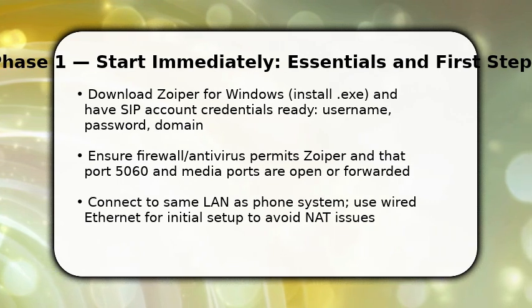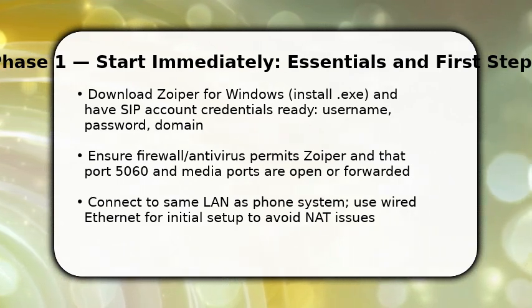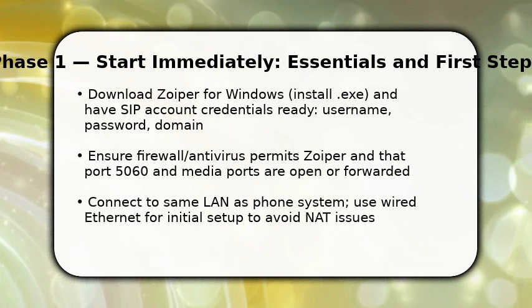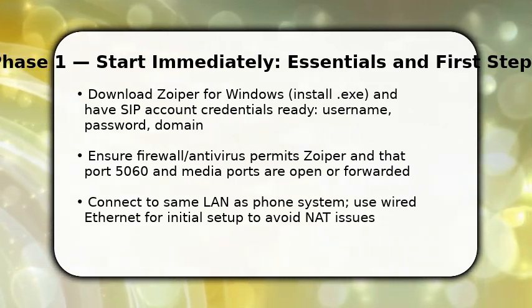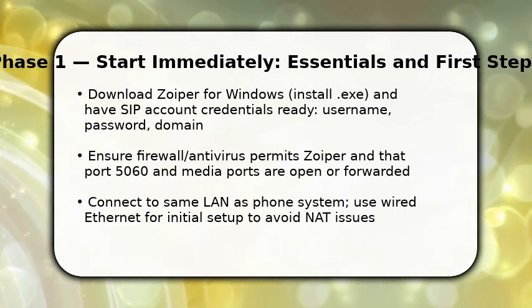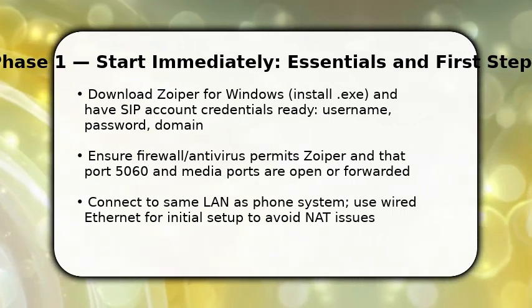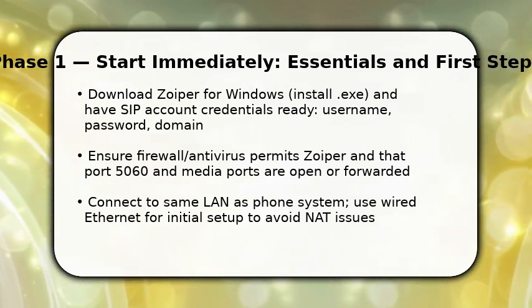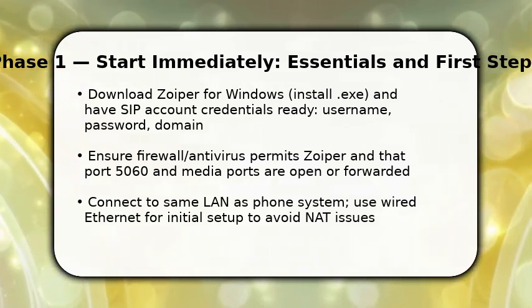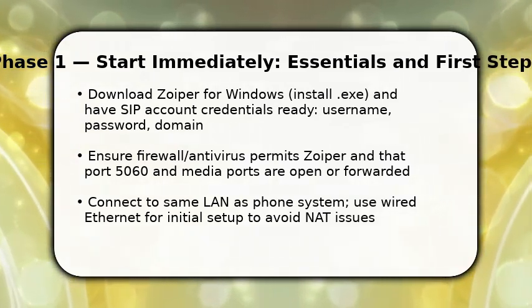Once done, allow Zoiper through Windows Firewall and your antivirus and verify that SIP port 5060 and RTP media ports are reachable. Make sure you're on the same network as the PBX and prefer wired Ethernet to reduce NAT complications. These steps shorten troubleshooting and let you move straight to account setup without interruptions.